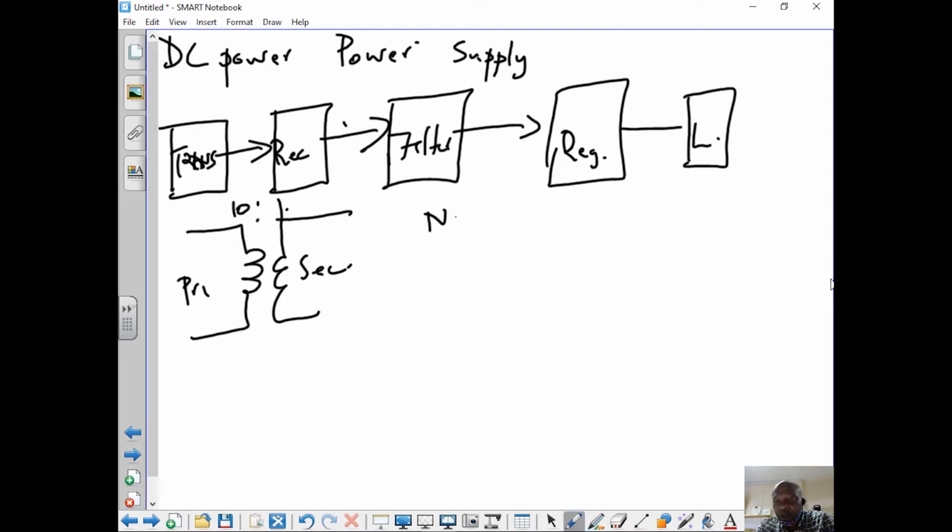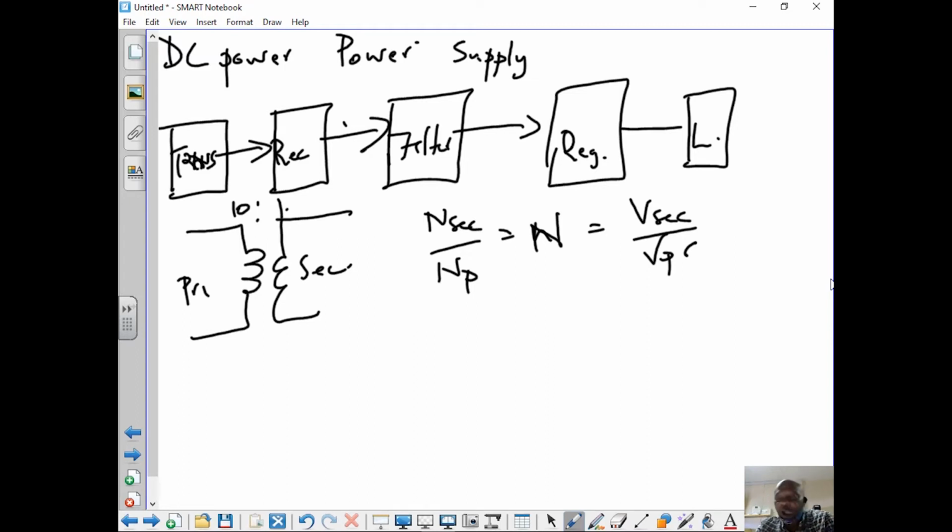N sec over N prime will be equal to N, and then N is also equal to V sec over V prime. Number of tens in the secondary. Now when your N is less than 1, you know it's a step-down transformer. Now look at it, V sec.